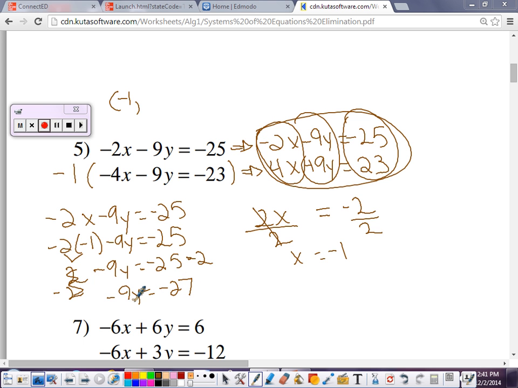Negative 9 times what number gives me a negative 27? Well, I know a negative divided by a negative is going to be a positive, and 27 divided by 9 is going to be 3. That means my second number has to be a positive 3. And there's the solution to this system.